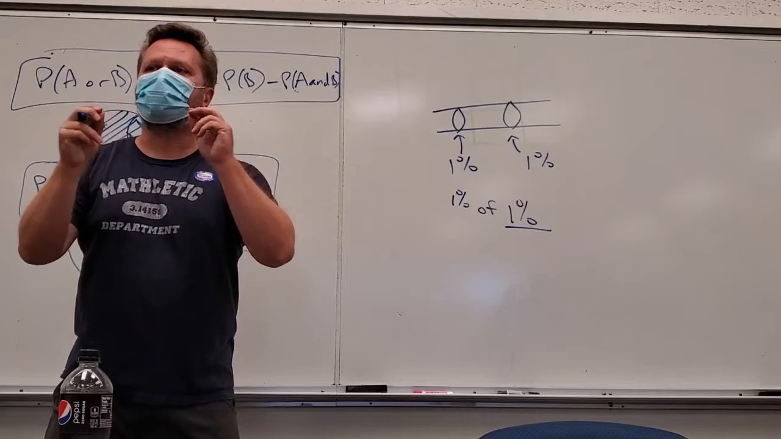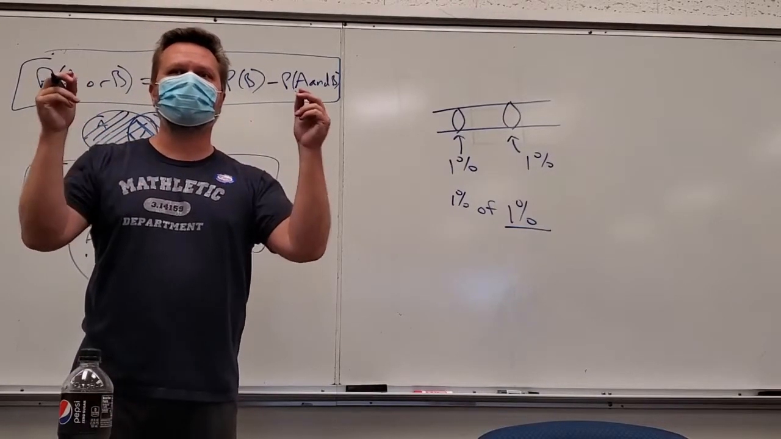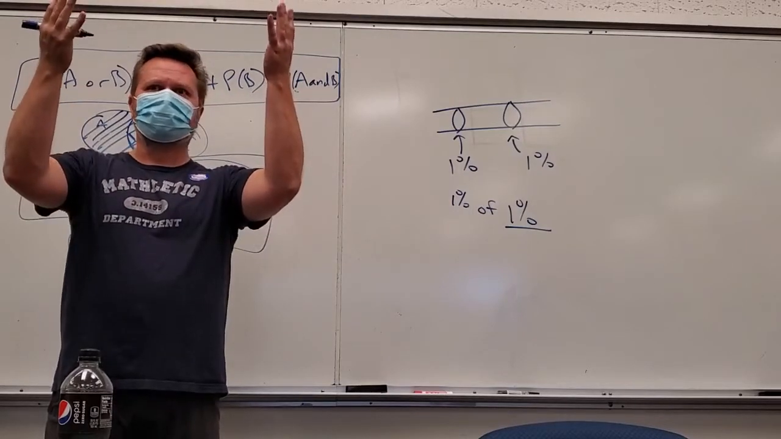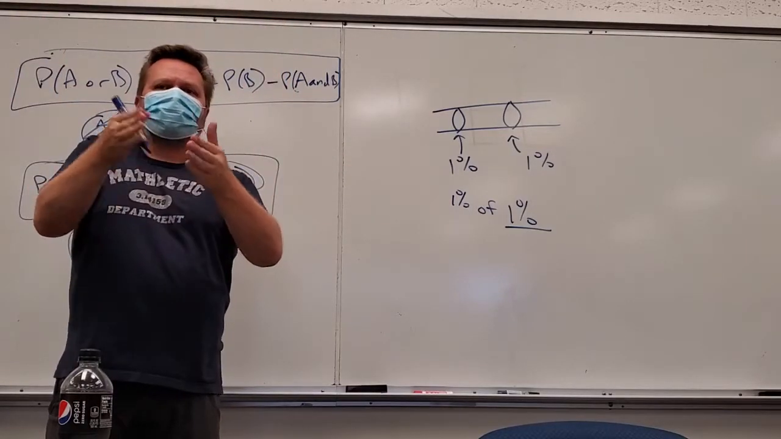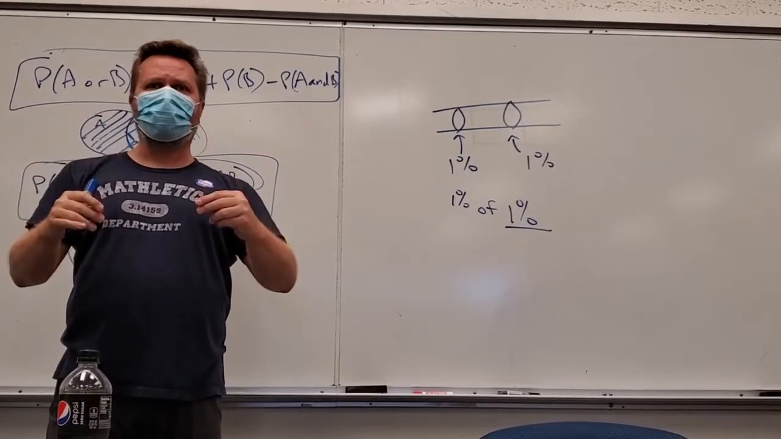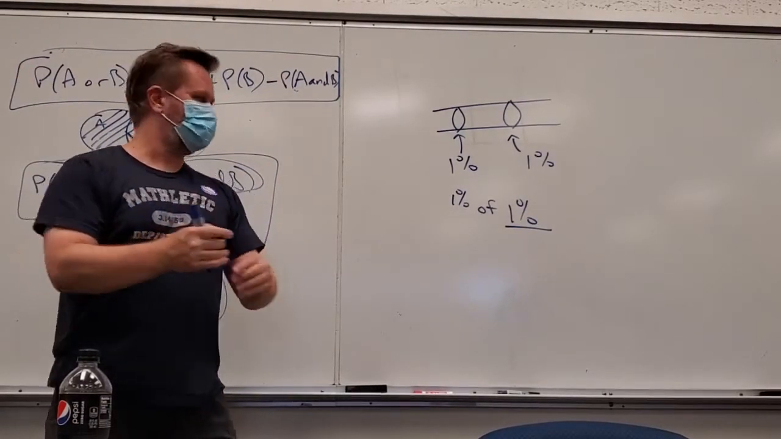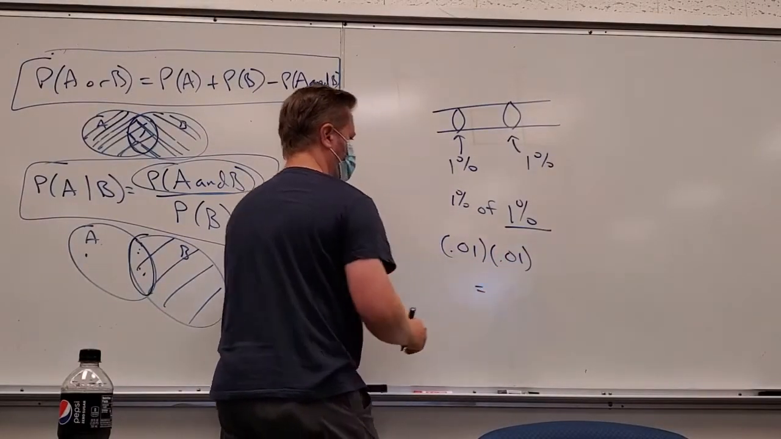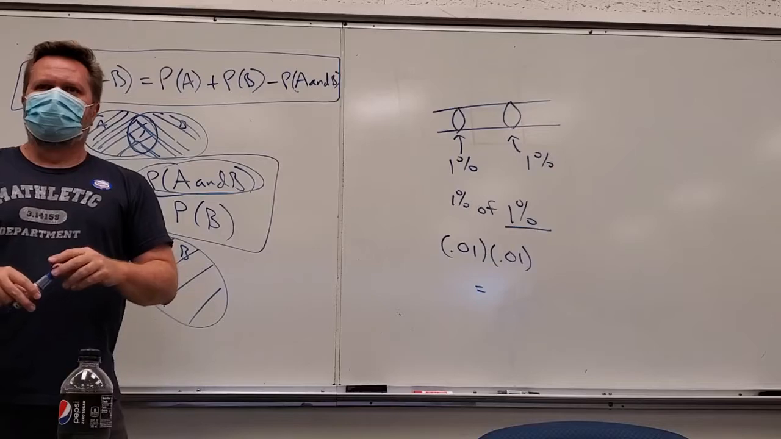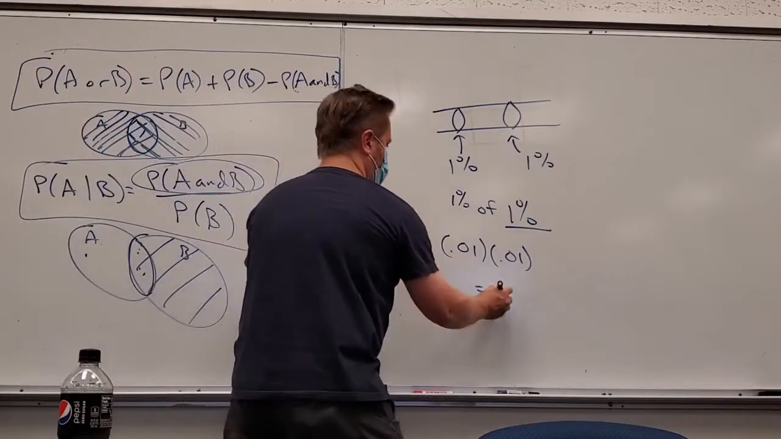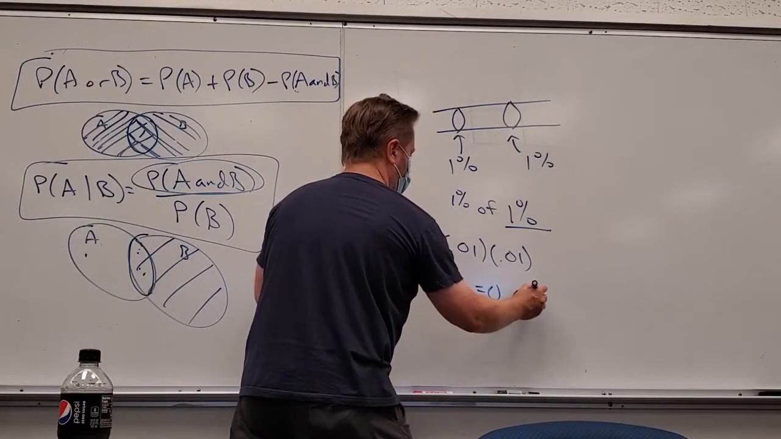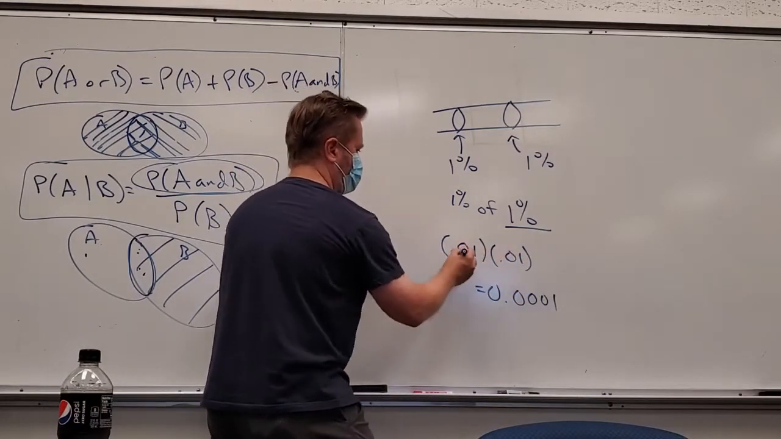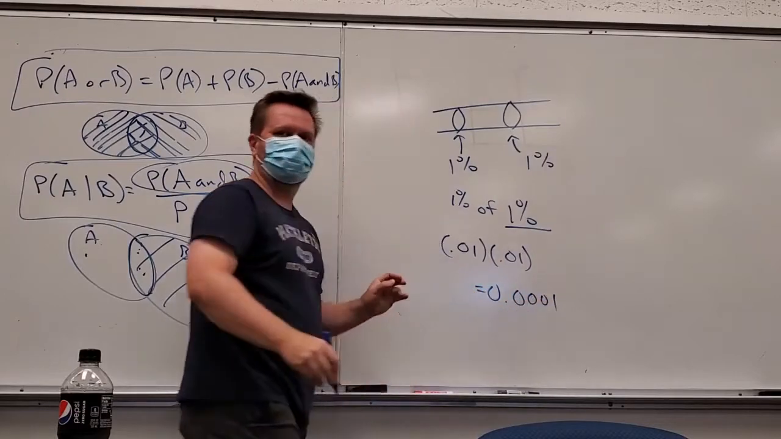Now what's beautiful about multiplying numbers that are less than 1 is they get smaller. That's the only time. Normally you multiply 2 numbers, it gets bigger, yes? But for example, what's 0.9 times 0.9? It is 0.81. It got smaller. So what is 0.01 times 0.01? 0.0001. 1, 2, 3, 4, right? Okay.